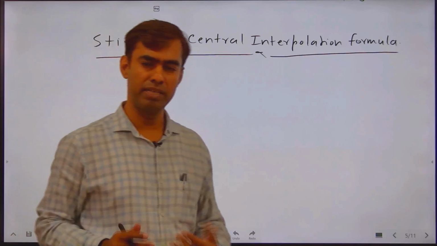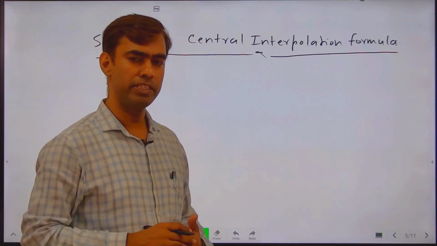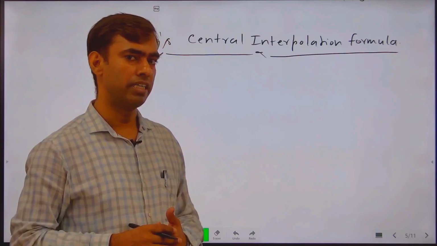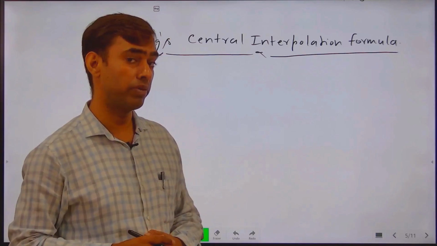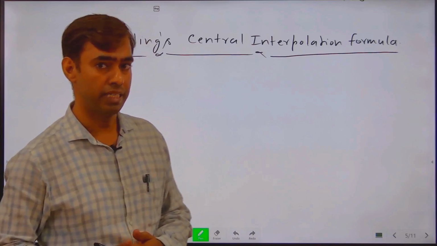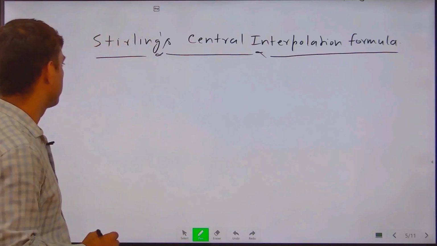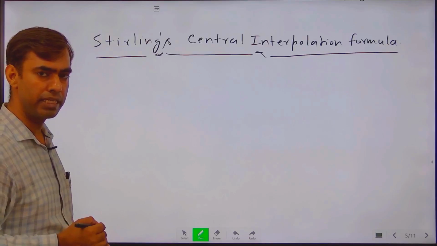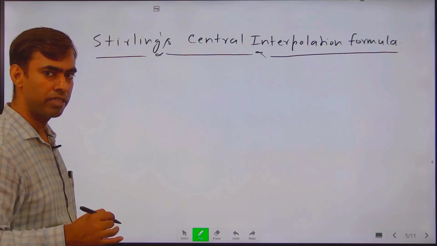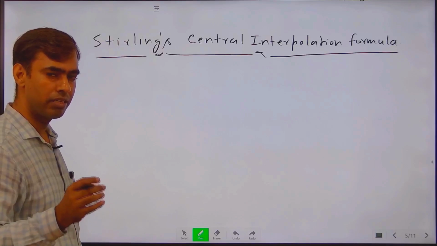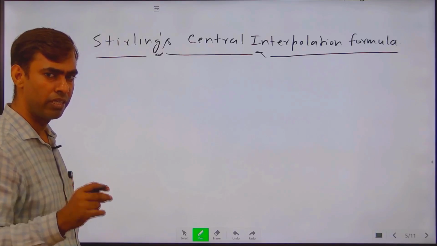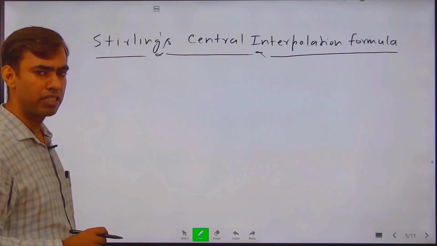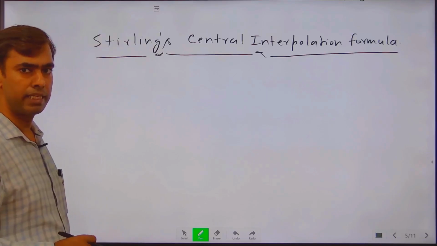Now again here we are not going to derive the Stirling interpolation formula. For the derivation of the Stirling interpolation formula, once we have the Gauss forward and Gauss backward interpolation formulas, we just find the average of the Gauss forward and backward interpolation formulas. This is nothing but the Stirling central interpolation formula. So here we write it directly without derivation. The derivation is like this: first we find the Gauss forward interpolation formula and Gauss backward interpolation formula, and find their average, then we are able to find the Stirling interpolation formula.